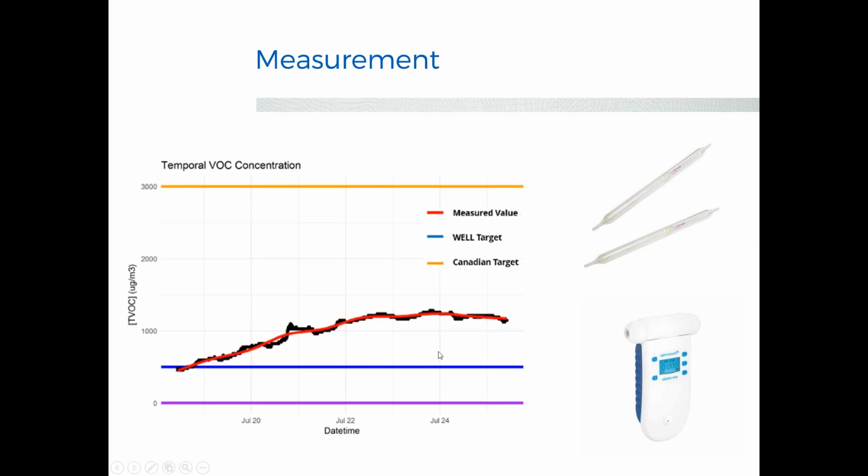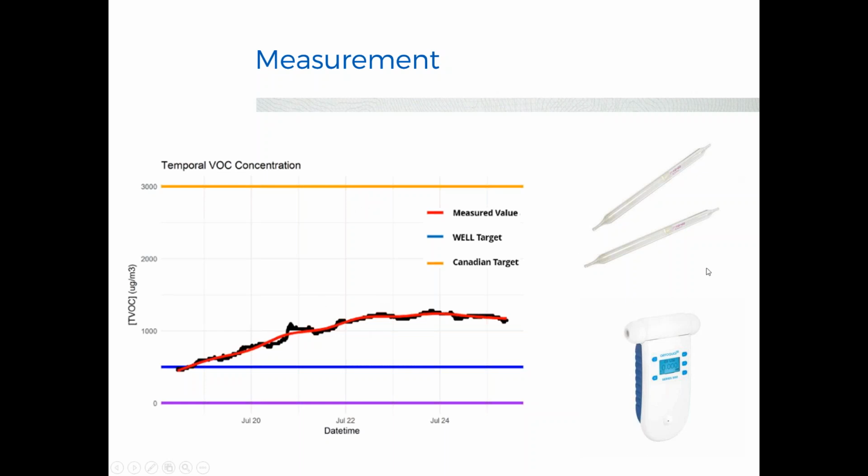And then we plotted this against the WELL performance target, and you can see that we've exceeded it over quite a long period of time. And so this office space is now working to implement different strategies to reduce that concentration, and they're holding off on pursuing WELL certification at this time just because they know it would likely be infeasible until we can reduce this concentration down.